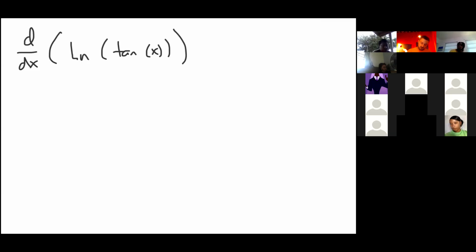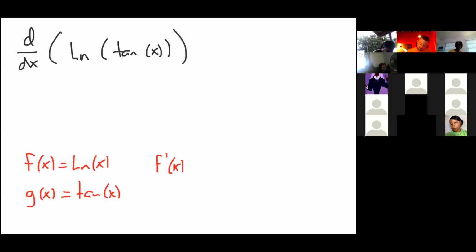So I can identify what my outer function is, which is the natural log of x. I have my inner function, which is tangent of x. And just for brevity, because we're running out of time, the derivative of natural log of x is 1 over x, and the derivative of tangent of x is secant squared of x.